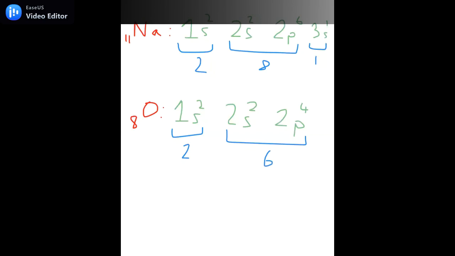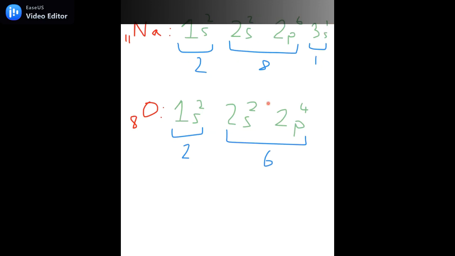Now over here, we can see that the valence electron of any element represents the group number. The valence electrons are the electrons in the valence shell. The valence shell is the last shell, the outermost shell. So in sodium, the valence shell is 3s, and it has 1 electron. So that means that sodium is from group 1.